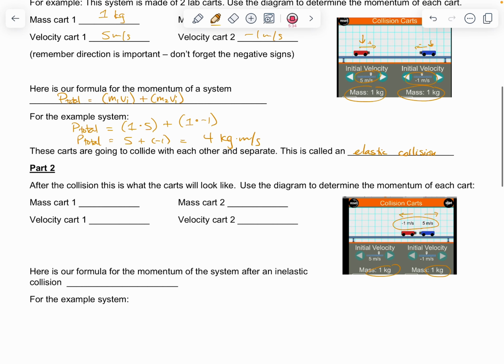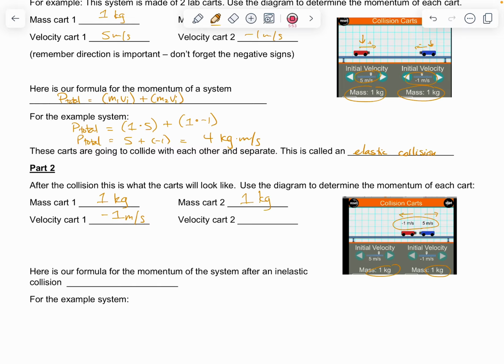All right, so let's write down what we know. We have the mass of cart 1, which is still 1 kilogram. And the velocity of cart 1 is now negative 1 meters per second, so it changed direction. Mass of cart 2, also 1 kilogram.